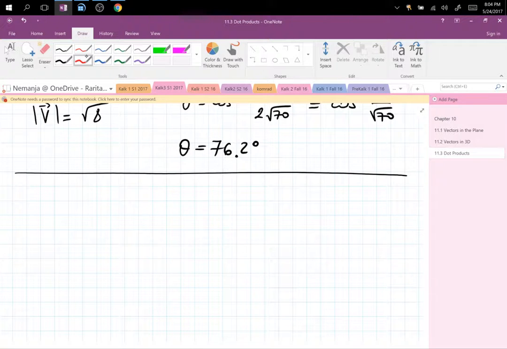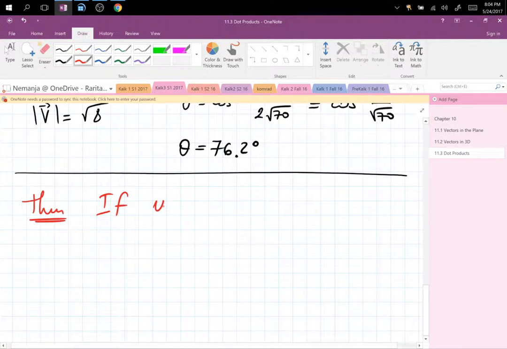A direct consequence of this formula is a theorem which states that if the dot product between two vectors is 0, those two vectors are... perpendicular. Nice. So the theorem states if u dot v equal to 0 implies u perpendicular to v. 90 degrees between these two vectors.